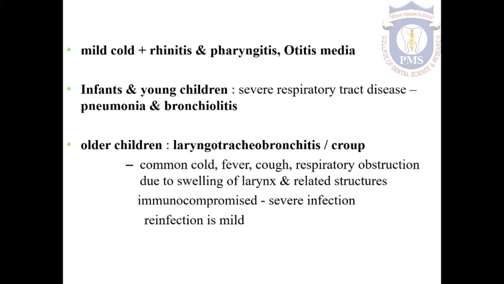Various clinical manifestations include mild cold syndrome like rhinitis and pharyngitis, which are the most common presentation. Then croup, that is laryngotracheobronchitis, occurs in 2 to 3% of cases, mainly in infants and young children, with severe respiratory tract disease like pneumonia and bronchiolitis. In older children, laryngotracheobronchitis or croup is associated with common cold, fever, cough, and respiratory obstruction due to swelling of the larynx and related structures. In immunocompromised children, severe infection. Reinfection is mild.